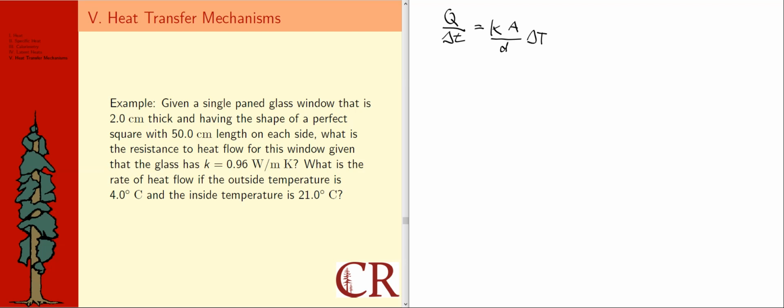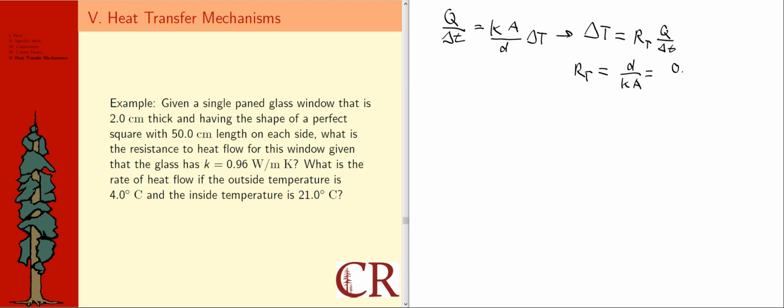This formula can actually be restated as the change in temperature is equal to the thermal resistance to heat flow multiplied by the rate of heat flow as expressed by Q over delta T. And that works as long as this thermal resistance to heat flow has the expression of D divided by K A.